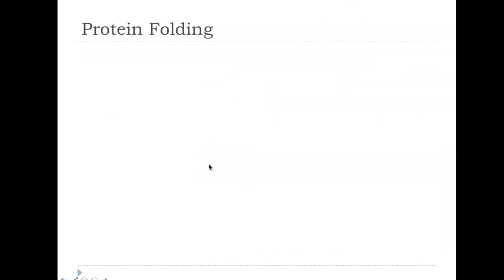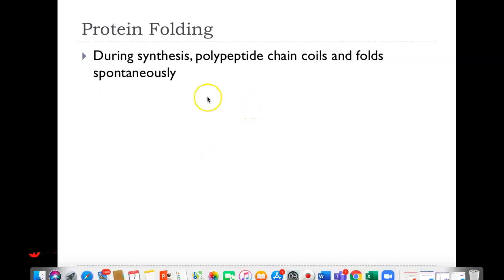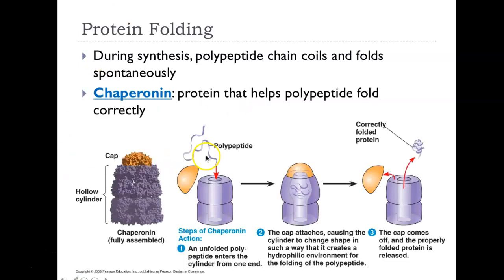Okay, let's talk about folding. We got our long, beautiful polypeptide. What are we going to do with it next? It needs to fold. So during synthesis, the polypeptide chain coils and folds spontaneously. And we've talked about this. There's our chaperonin again. I really do believe that when I talked about proteins, I talked about chaperonins. The chaperonin is actually a protein itself.